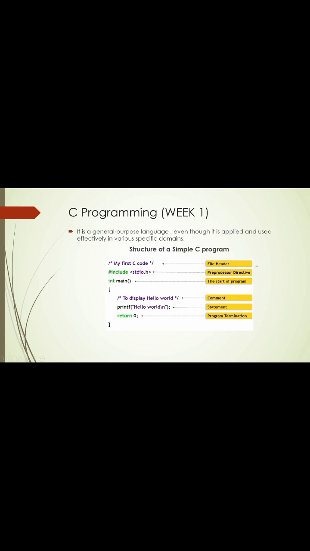First, it consists of a file header. A file header consists of the name of the program. It also consists of the author name, date, and other information. Preprocessor directive tells the compiler to pre-process the information before the compilation starts. The main program is the program which is first called by the compiler, and within these curly braces we place the body of the program. This is the comment, this is a simple printf statement, and this is the program termination.